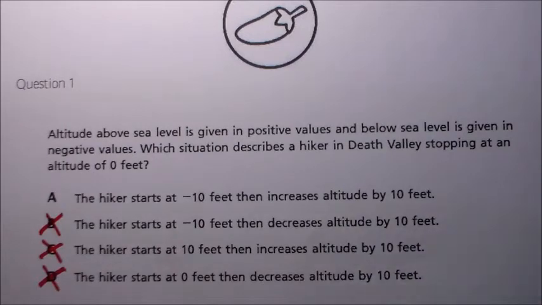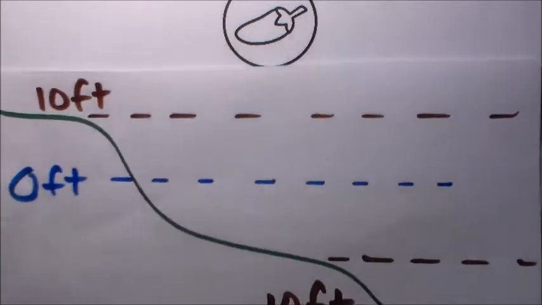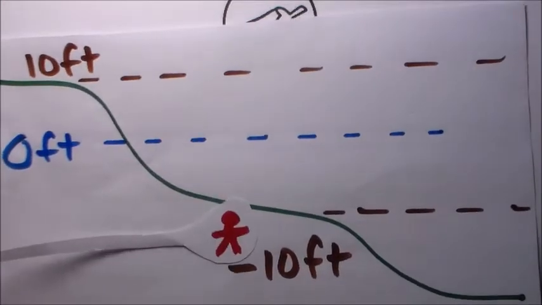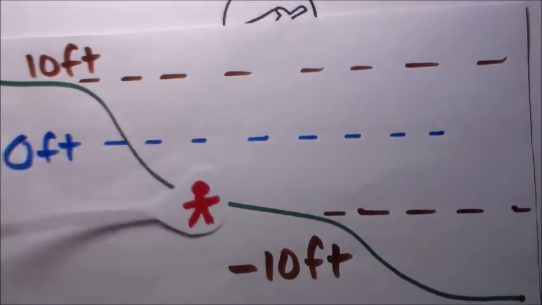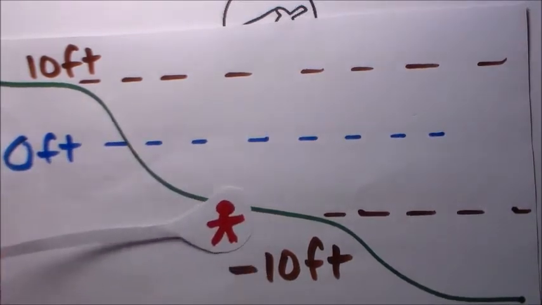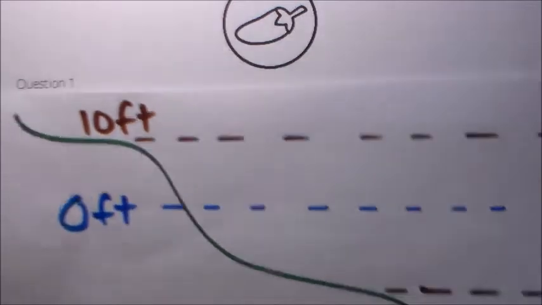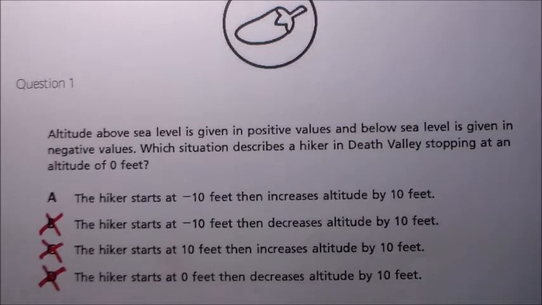And finally, A, I hope this one works out. The hiker starts at negative 10, then increases her altitude by 10 feet. Starts at negative 10, increases her altitude by 10 feet. She ends up at 0 feet. That's what we're looking for. Start at negative 10, increase your altitude by 10 feet, you end up at 0. Bingo, we're good to go.